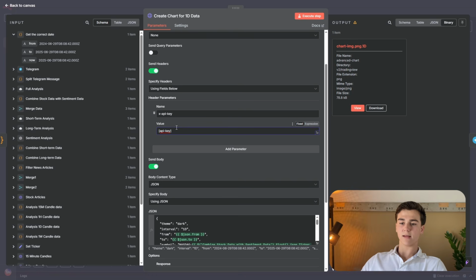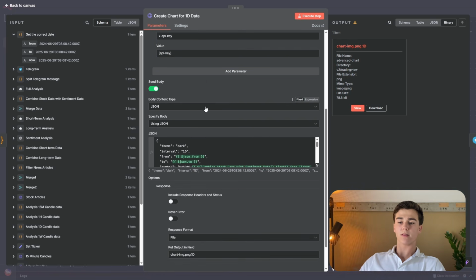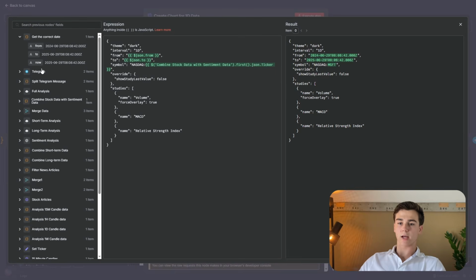So we'll enter it in here. After you have entered the API key, you will turn on send body. Body content type will be on JSON, and then the specified body will be using JSON down below. So here we will have our JSON script that is needed to create the chart.